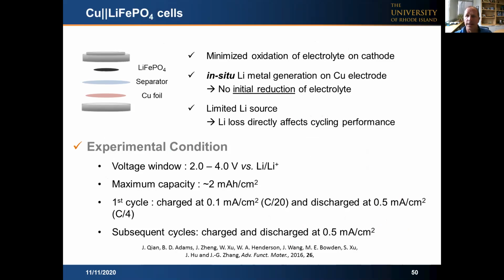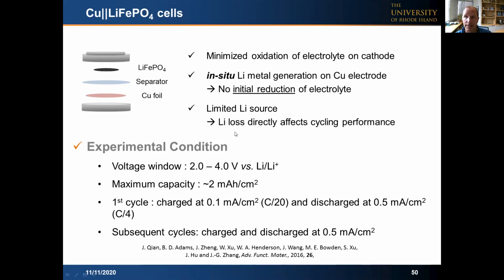So we went back and, in addition to using lithium symmetrical cells, we built some copper lithium iron phosphate cells. Now these cells are really nice because lithium iron phosphate is a very low potential cathode material, so it minimizes oxidation of the electrolyte. We're generating lithium metal in situ by plating it on the copper, and so therefore there's no initial reduction of electrolyte when you build the cell. So you build the cell and there's no reaction until you start trying to charge it. And there's a limited lithium source.